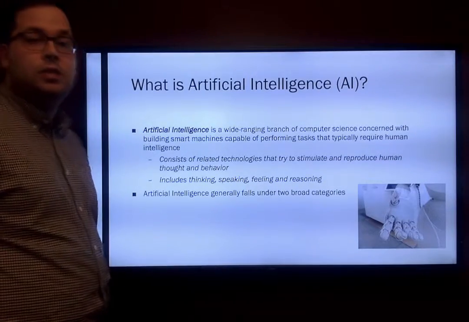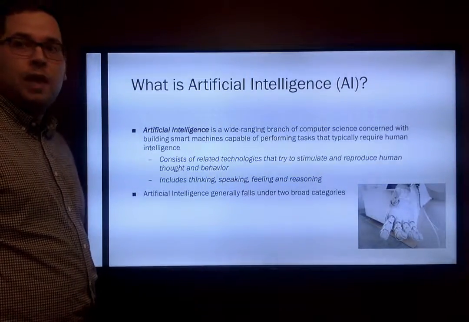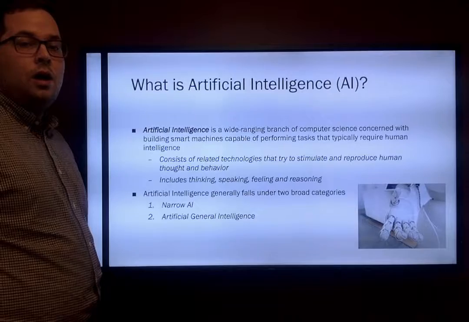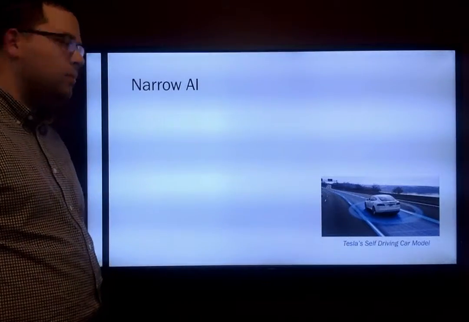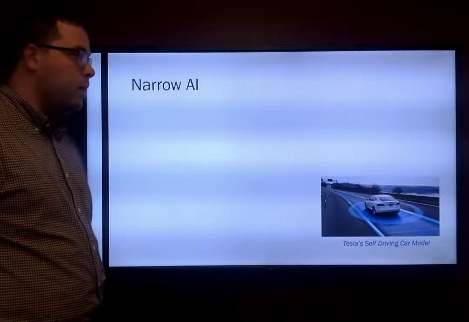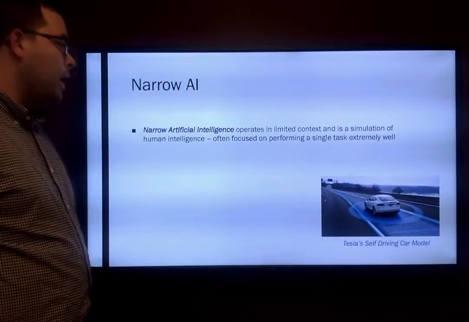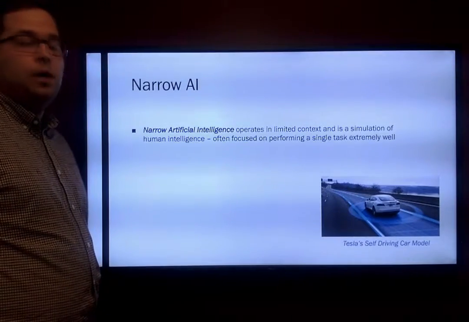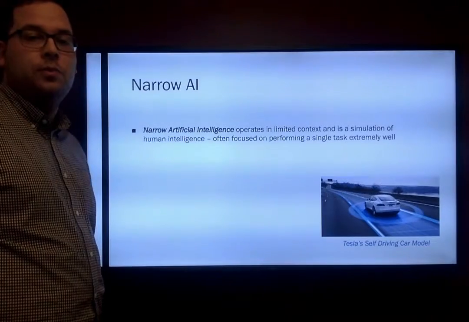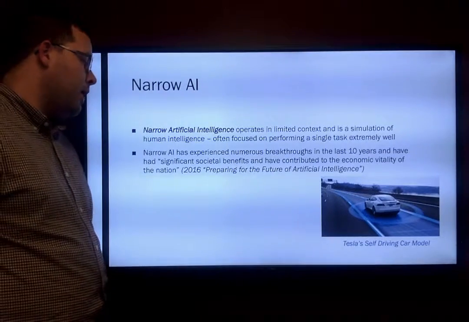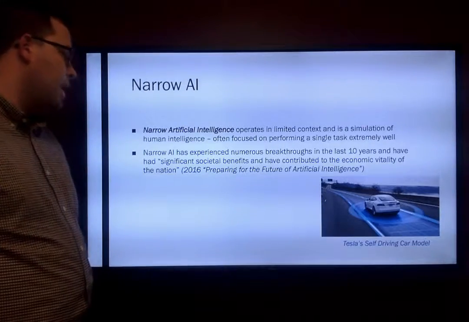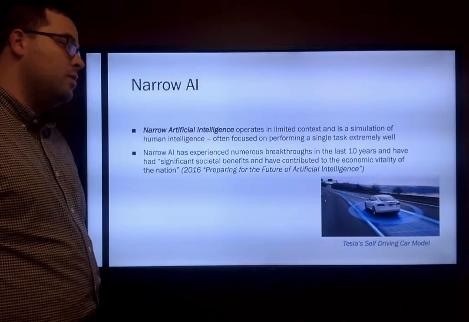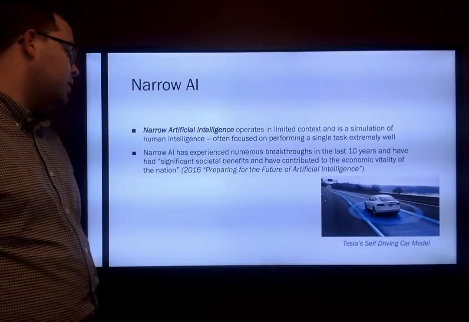So artificial intelligence generally falls within two broad categories, the first being narrow artificial intelligence, and the second being artificial general intelligence. So what is narrow AI? Well, it operates in a limited context and is a simulation of human intelligence, but it's often focused on a single task that it can do extremely well. Narrow AI has experienced numerous breakthroughs in the last 10 years and has had significant societal benefits and has contributed to the economic vitality of the nation.